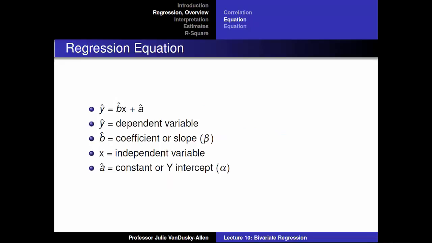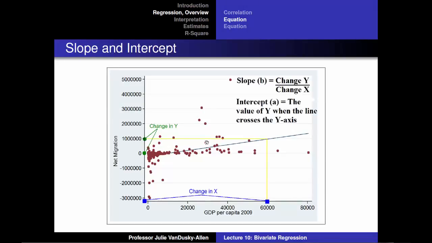One way to formally represent a regression equation is to write y hat equals b hat times x plus a hat. Y hat is an estimate of the dependent variable, b hat is the coefficient, slope, or beta, x is the independent variable, and a hat is the constant, y-intercept, or alpha. Now imagine I tried to draw a line through the middle of these observations myself and tried to estimate the regression equation. The y-intercept, a hat, would be the value of y where the line passes through the y-axis. Next, the slope, b hat, is simply the change in y over the change in x.